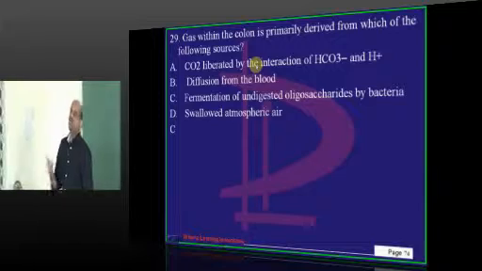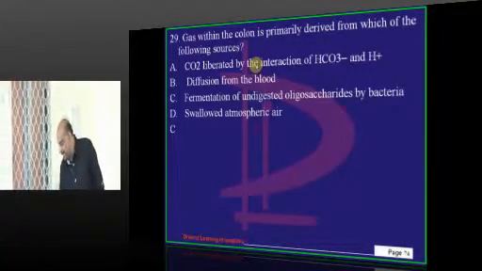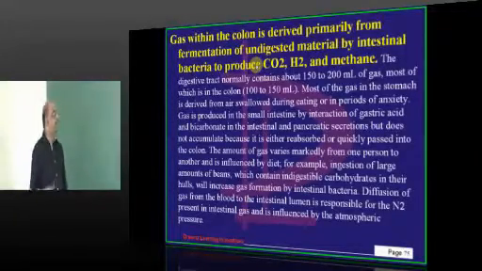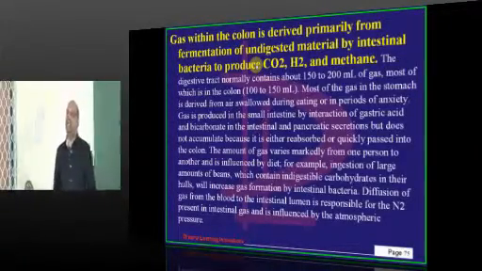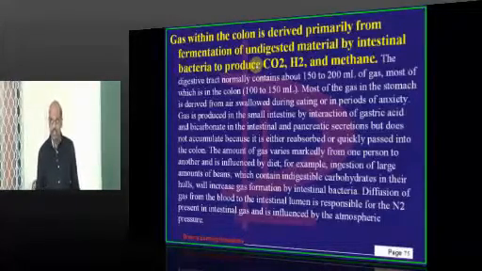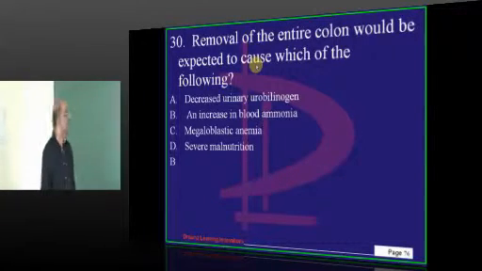What is the main source of all the gas which we find in the intestine, doctor? It is basically derived primarily by the fermentation of undigested material by the intestinal bacteria, which produces CO2, which is the main cause for the formation of gases.